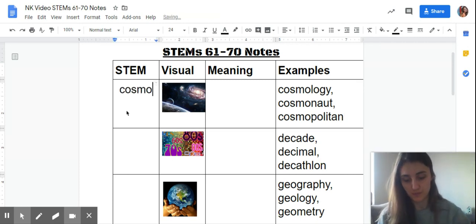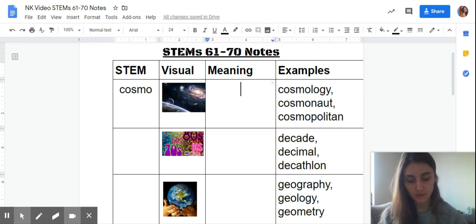Cosmo. The meaning of cosmo is universe. So cosmology, cosmonaut, and cosmopolitan are all examples of cosmo. So cosmology is actually the study of the universe.